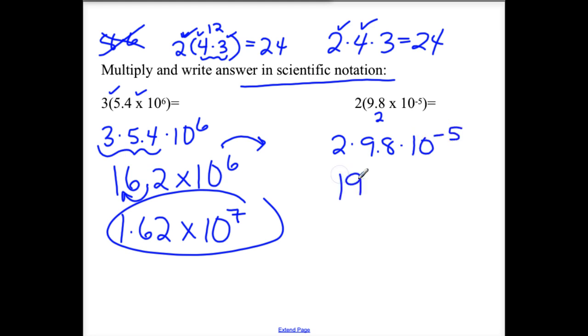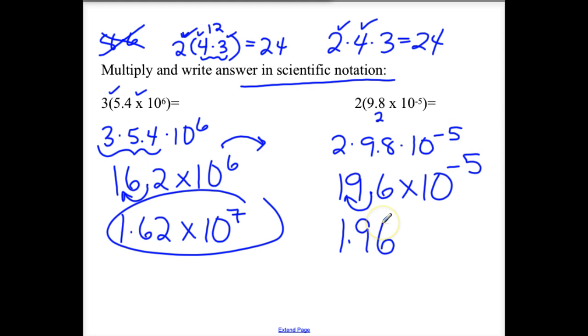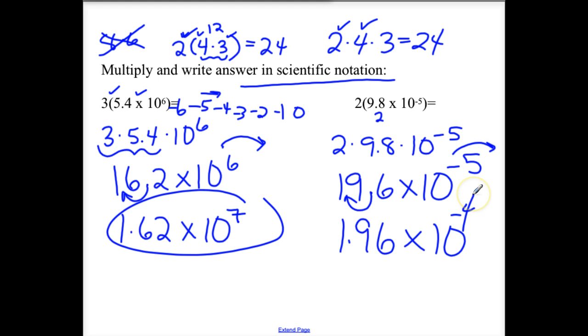I'm going to get 19.6 times 10 to the negative 5. Not in scientific notation. So you're going to go back 1 to get between 1 and 10, and you're going to go forward 1 on the exponent. Now be careful. What happens when you move negative 5 forward 1? You don't get to negative 6, you get to negative 4. So be careful with those. And that's the end of section 7.2. You have a great day.